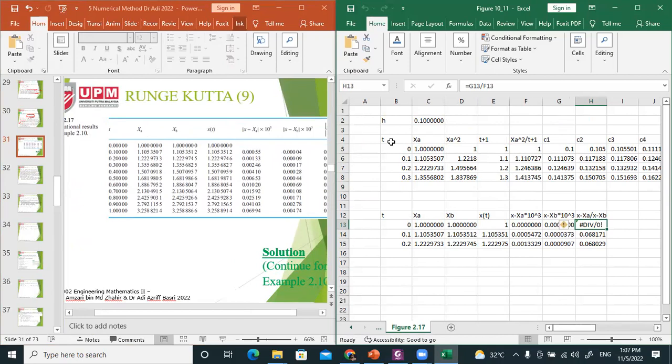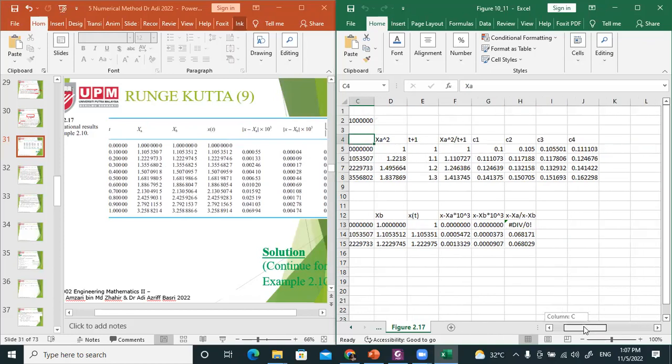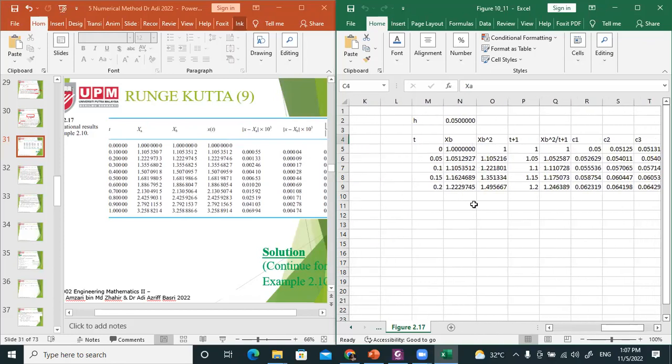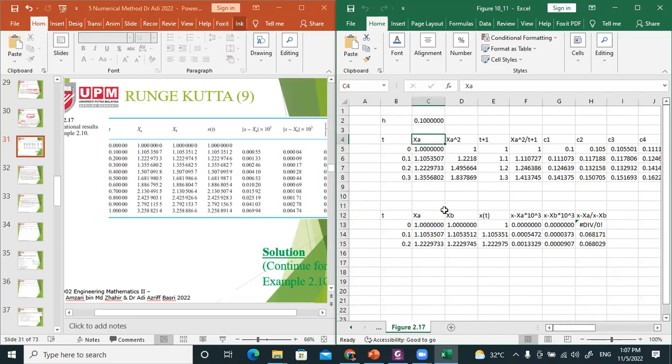If you can see here, what I'm doing is first I calculate the XA value. How do I calculate this XA value? Then the second one, I calculate the XB value. Then last, I'll create this table. You can see XA, the same one. This is the final table.